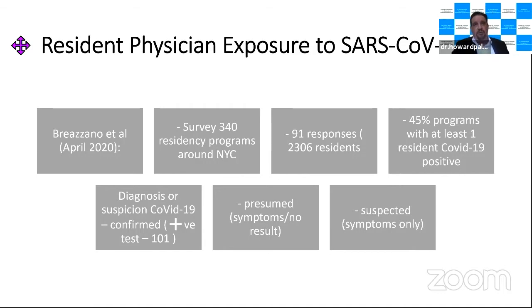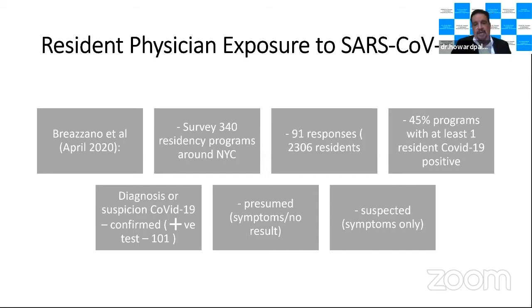They sent the survey to 340 residency programs that covered multiple disciplines. They had responses from 91 of these residencies, and they got details on 2,300 odd residents. What was interesting was that 45% of the programs reported at least one resident who was COVID-19 positive. It is also important to note that 82% of the residents surveyed used an N95 mask according to the context in which they were dealing with patients, and 6% used an N95 mask all the time, no matter what the case was.